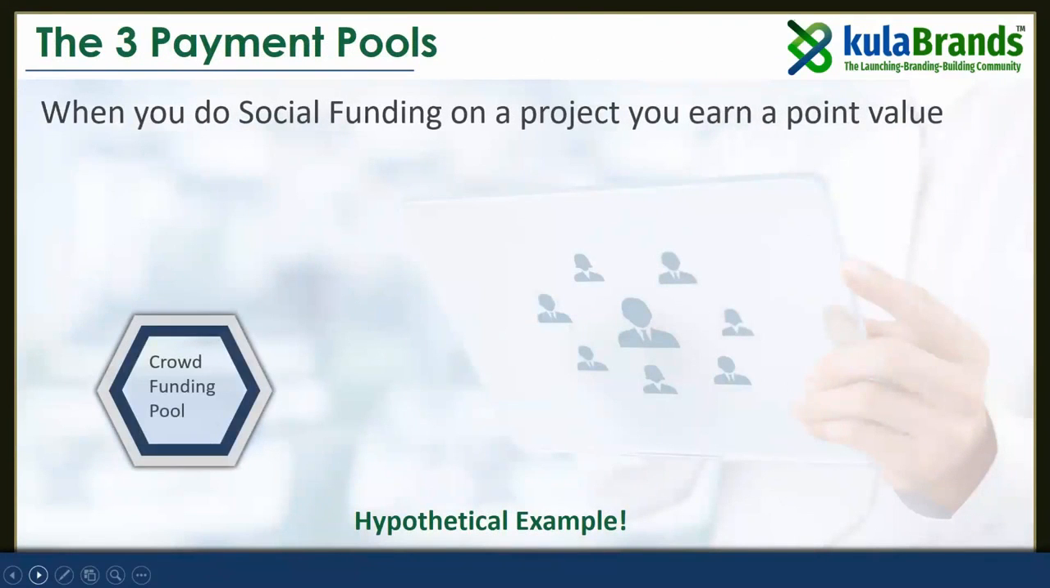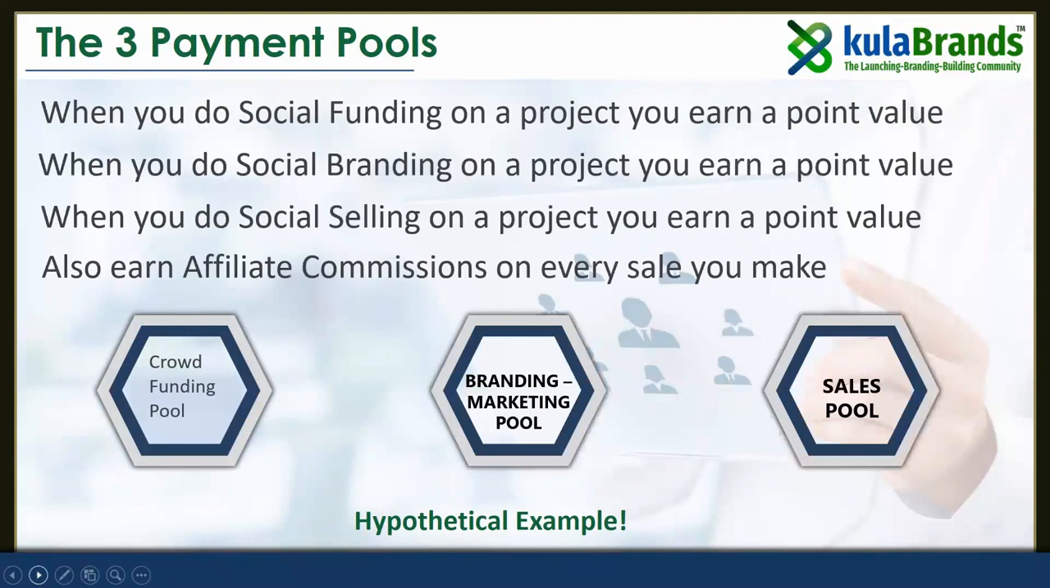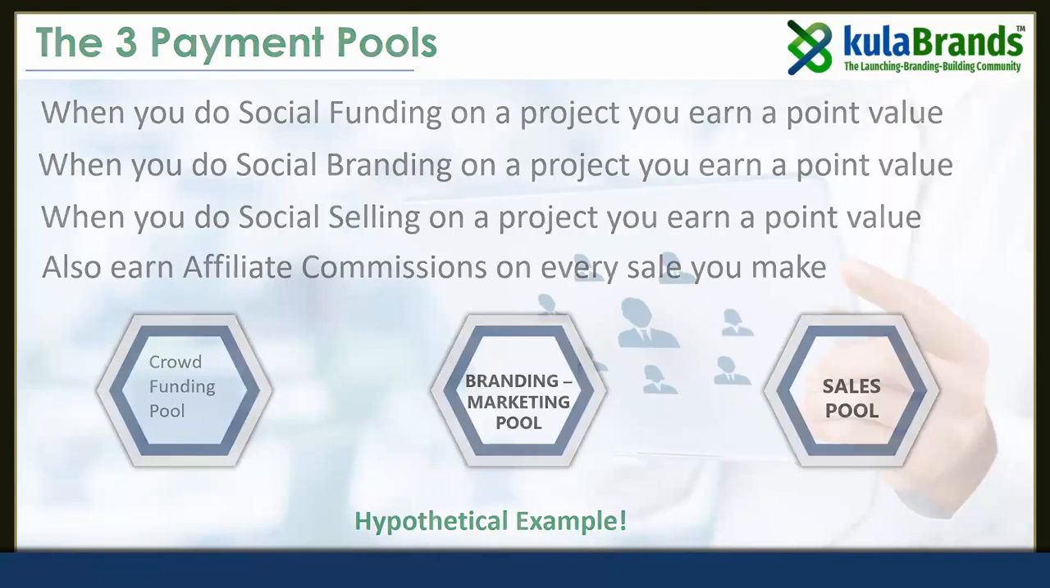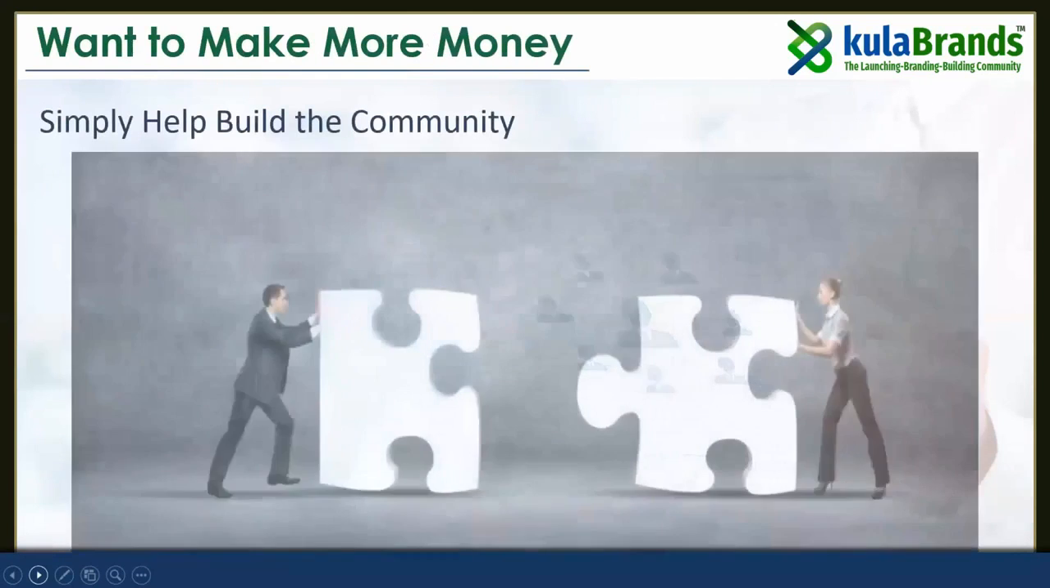One is the crowdfunding pool for social funding. 2 is the branding and marketing pool. And number 3 is the sales pool. And so when you do any one of those activities on any project, you actually earn points in the pool that's connected to that project and to that activity.